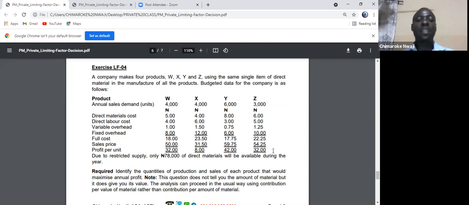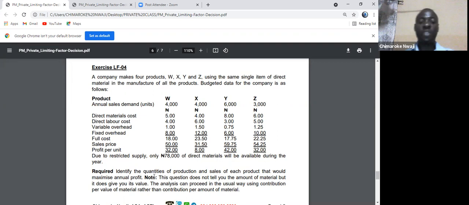That's fine. Now, take note of this next statement. Due to restricted supply, only 78,000 naira of direct materials will be supplied during the year. Now, can you tell me the limiting factor here? Okay, let me reserve it for step 2 when we are taking it. Required: identify the quantities of production and sales for each product that would maximize annual profits.